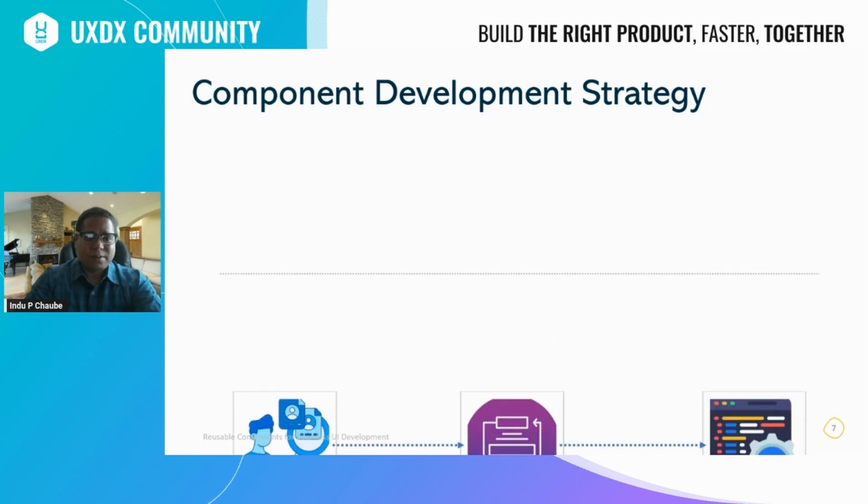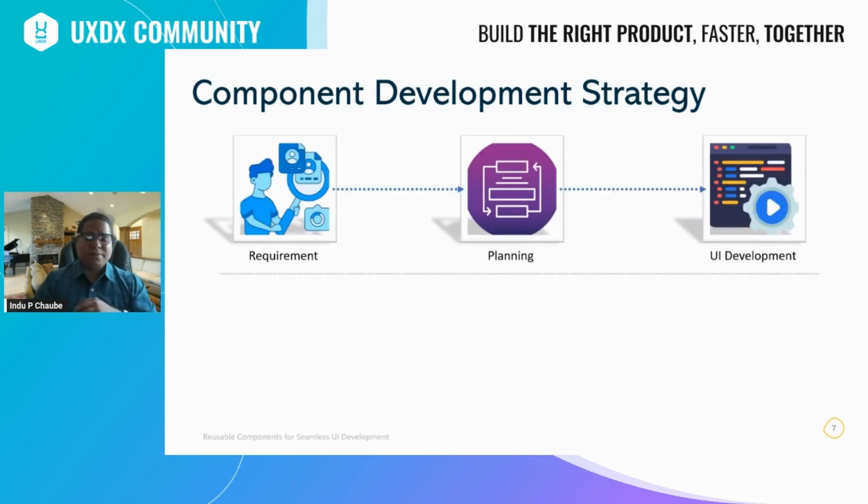So component development is a strategy. When we have to develop a particular product or solution, we get the first requirement, then we plan for the requirement, and planning involves a lot of things. First of all, how the screen is going to look, how the backend and services will work. So planning has a lot to do, and at the planning stage, we should be defining what can be reusable.